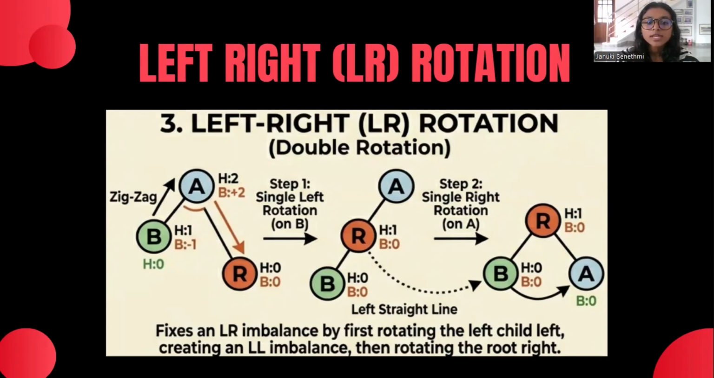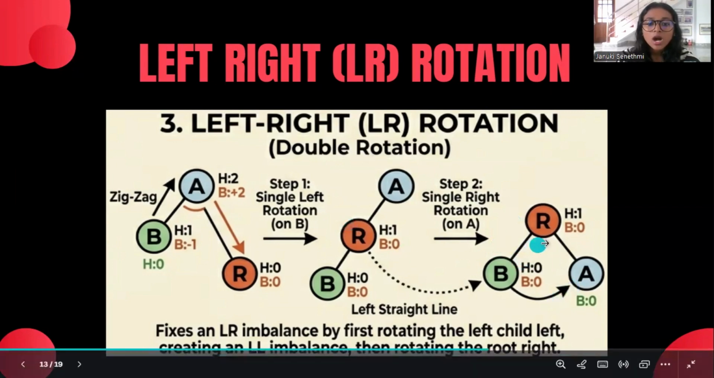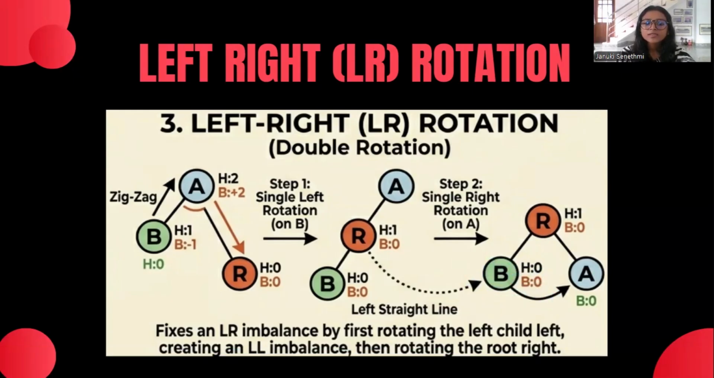To fix this, we need a double rotation. So, as step 1, we perform a single left rotation on node B. This converts the zigzag structure into a straight line left-left structure. Step 2, we perform a single right rotation on node A. After both rotations, R becomes the new root, B moves to the left, and A moves to the right. Now the AVL tree is balanced again. A simple way to remember this is left then right means 2 rotations are required.